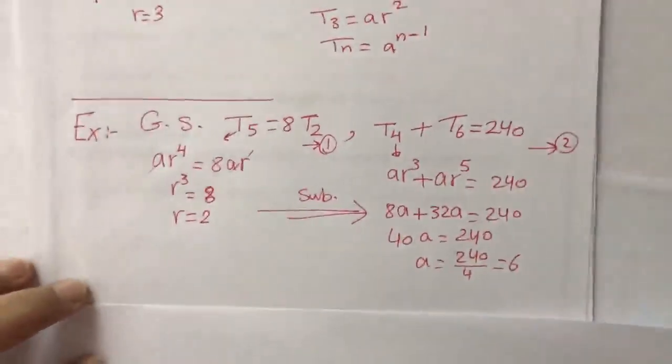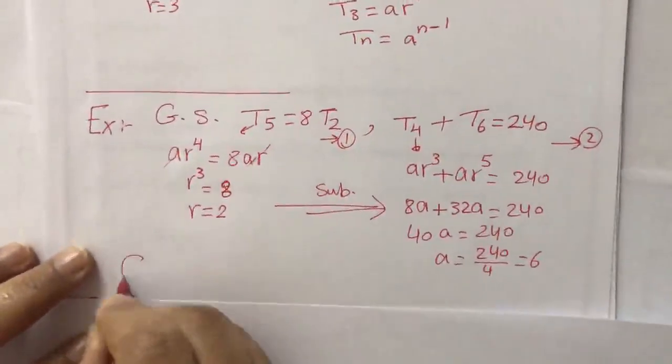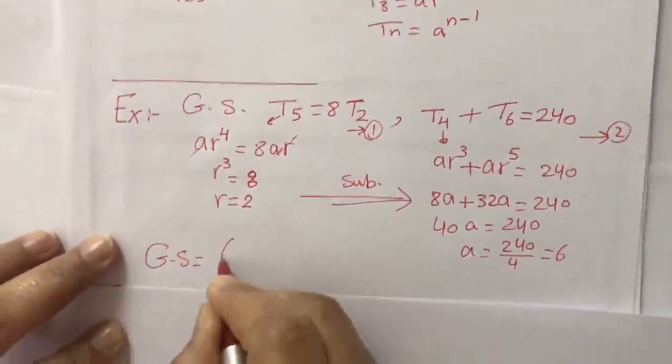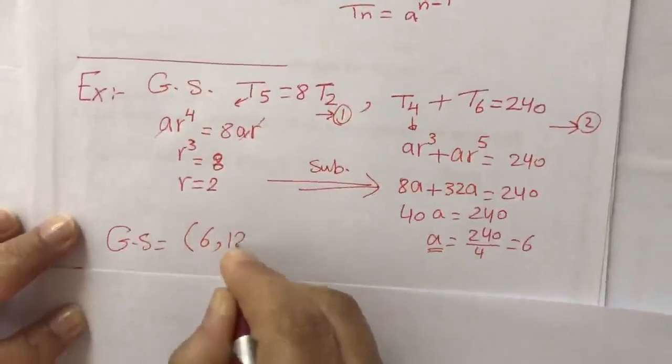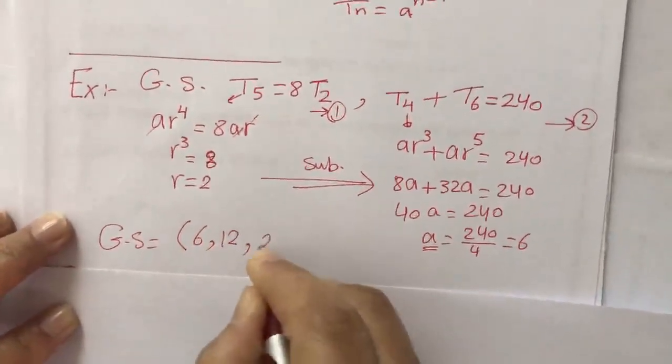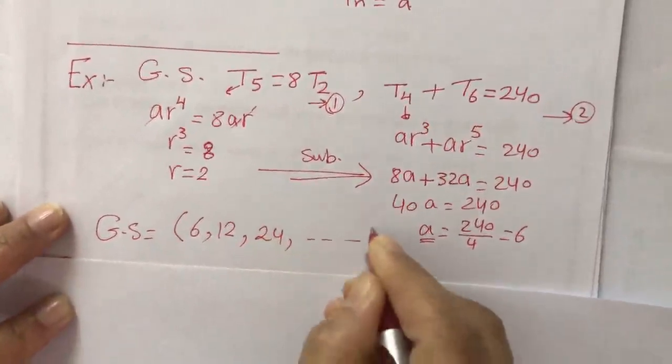In this case, the geometric sequence will be: I start with the first term, and multiply it by 2, and multiply again by 2, and so on.